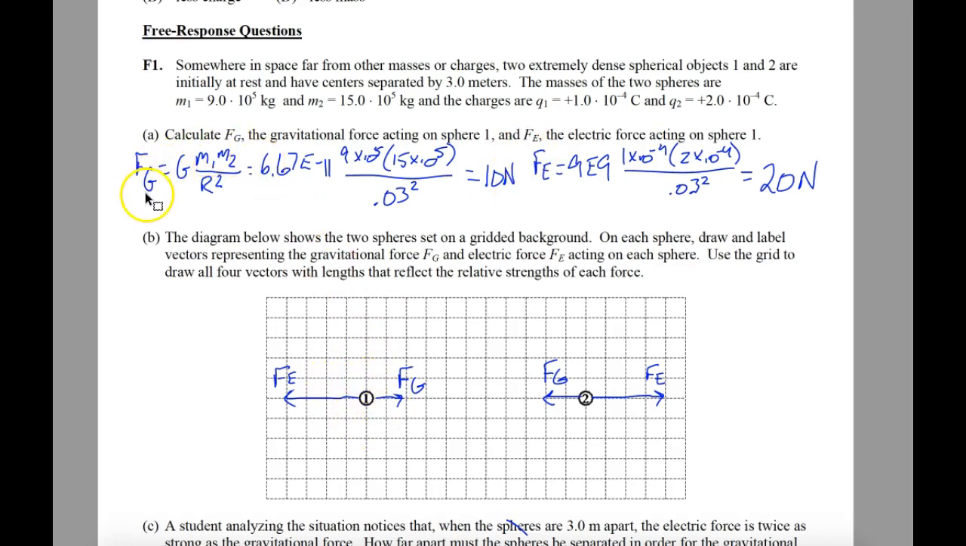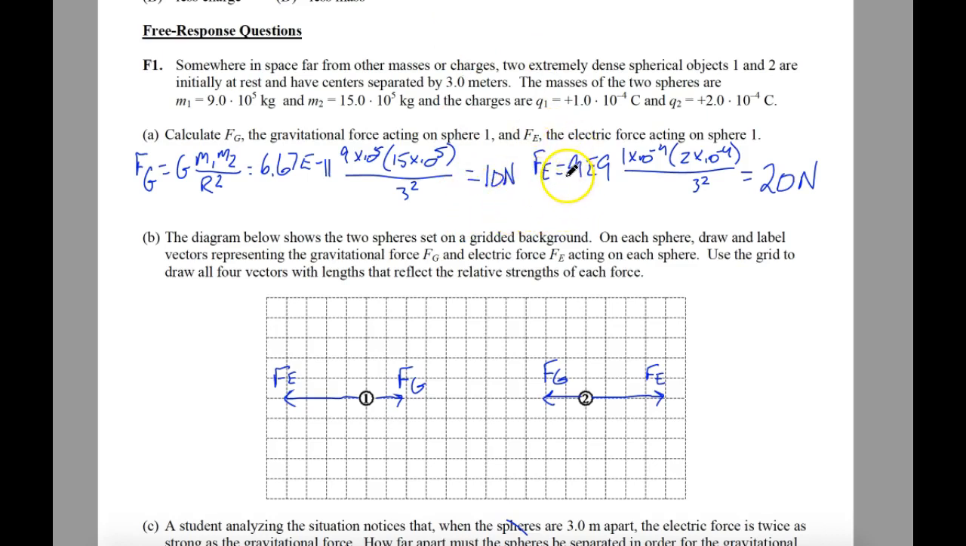So when we do the gravitational force, we're just going to take the universal gravitational constant, which is 6.67 times 10 to the negative 11th, and multiply that times mass 1, and then times mass 2, which they've given you here, and then divide by the separation distance squared. And remember, this is 3 meters, not 3 centimeters. So I'm going to get rid of the 0.03, and this really should just be 3 squared. When we do that, we end up with 10 newtons here.